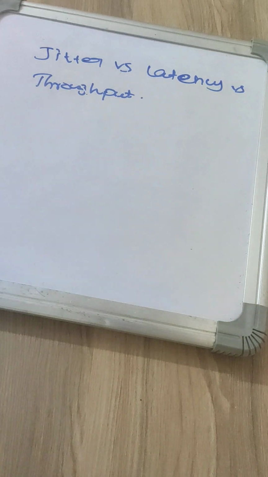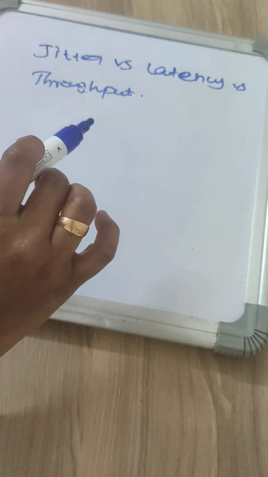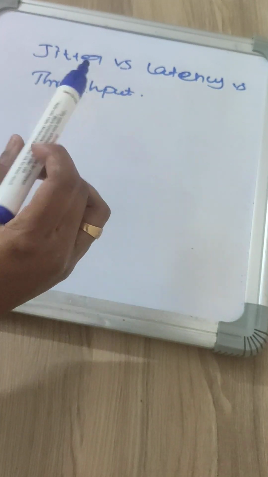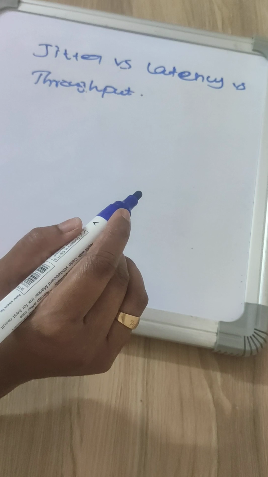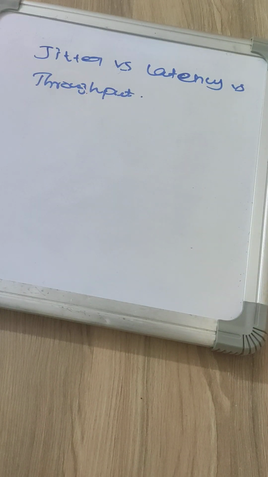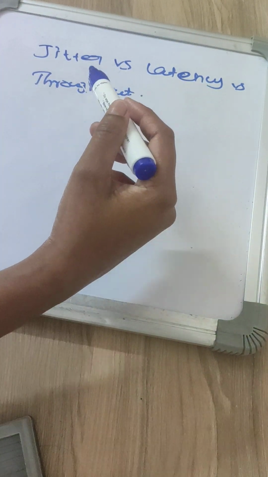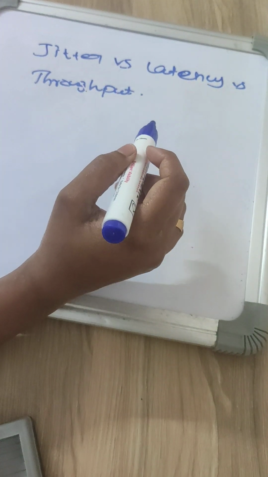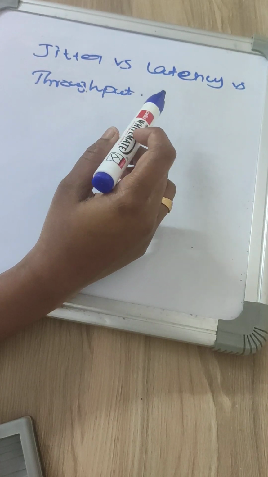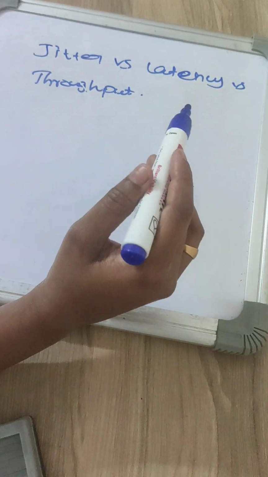Hello everyone. In this video we are going to discuss the difference between jitter, latency, and throughput. These are common terms we keep hearing in a lot of discussions. We just hear these things: jitter, latency, throughput. These three have their own definitions, and we'll discuss them.